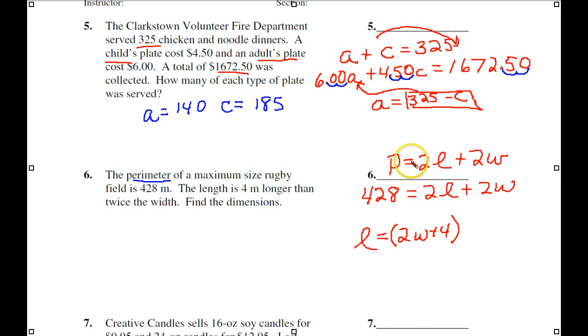Well, there's the perimeter formula. So all we have to do is say, there's the perimeter, we put that in there. So there's our first equation. Now our second equation says the length, which is L, is, which is an equal sign, 4 meters longer than twice the width. So twice the width is going to be 2W plus 4. And keep that in a parenthesis because that's a sum. That's what L is.